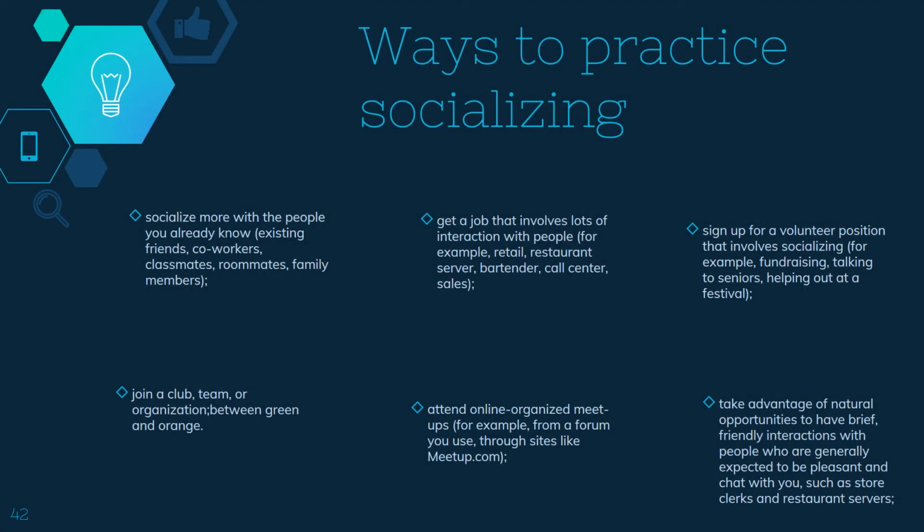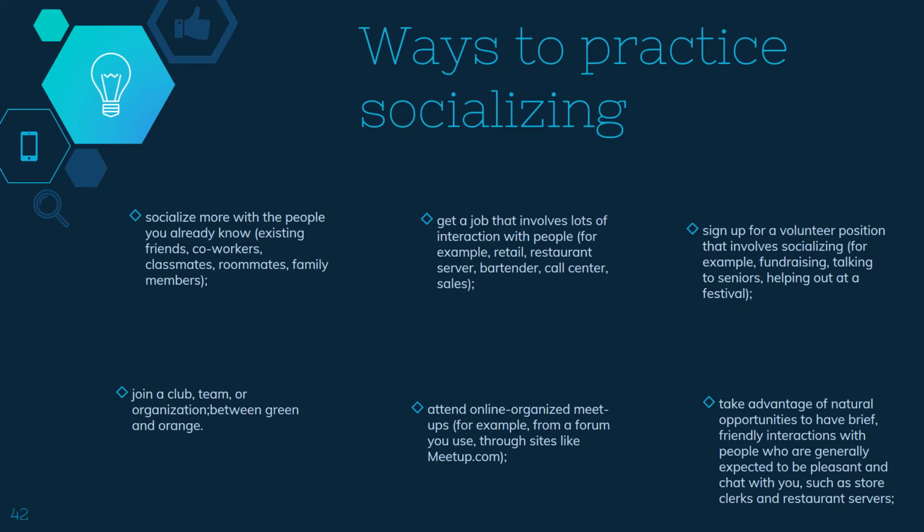Ways to practice socializing. Socialize more with the people you already know: existing friends, co-workers, classmates, roommates, family members. Get a job that involves lots of interaction with people, for example, retail, restaurant server, bartender, call center, sales. Sign up for a volunteer position that involves socializing, for example, fundraising, talking to seniors, helping out at a festival. Join a club, team, or organization.